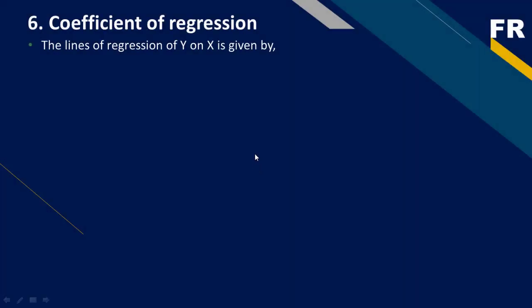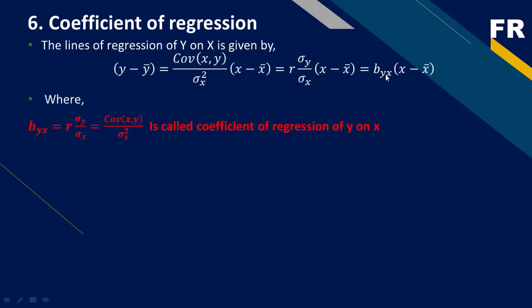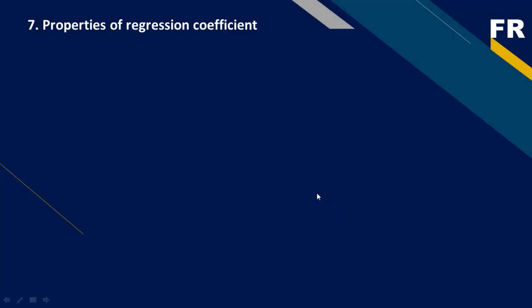Now the coefficient of regression: as we know, the line of regression y on x is given by this formula. So this byx is the coefficient of regression of y on x, and the line of regression of x on y is given by this equation, and bxy is the coefficient of regression. Now the last point of this video is the properties of regression coefficients.